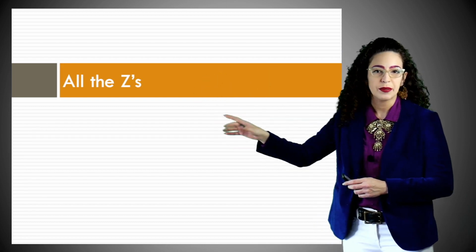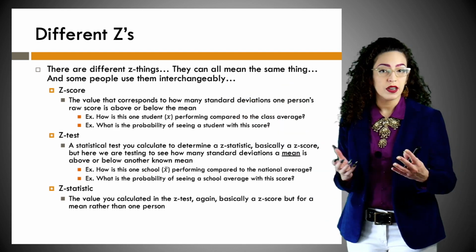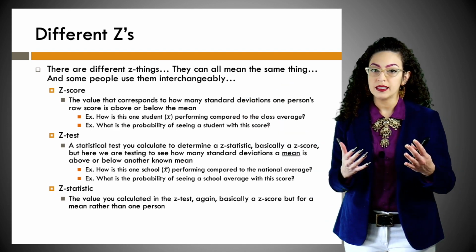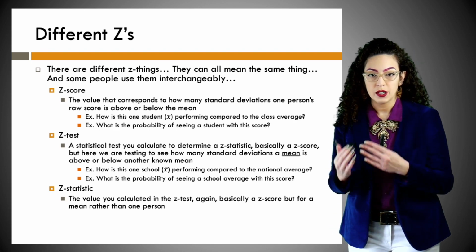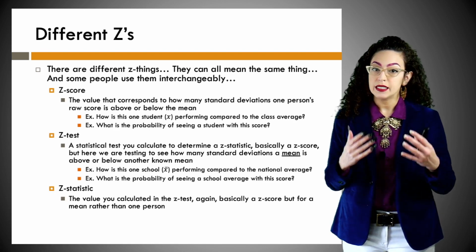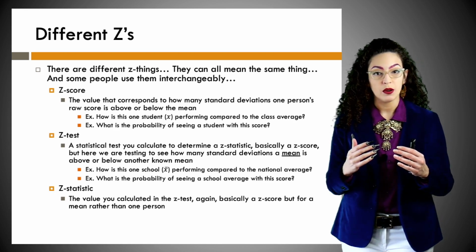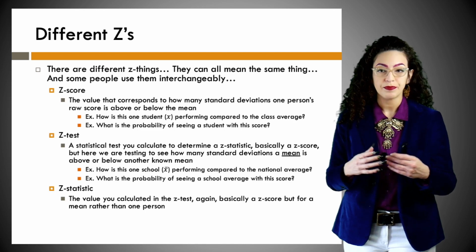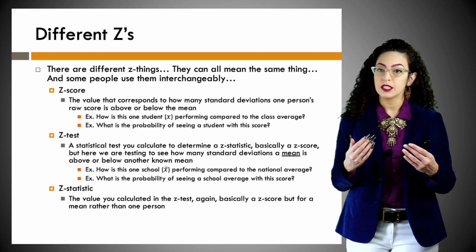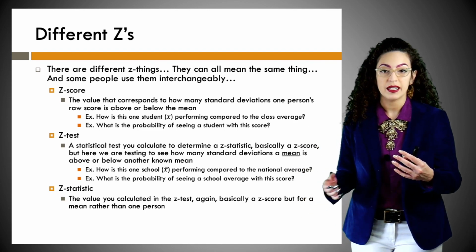Z's. Don't fall asleep. So here are all of our different Z's. The first one, the Z-score, we've already talked about. We did that in our last lesson where we translated one person's score into the standardized Z-scale, which tells us how many standard deviations above or below the mean a person's score is. This time, we're going to start looking at Z-tests and the Z-statistic that comes out of that test.